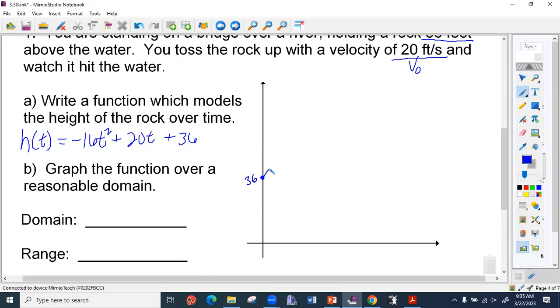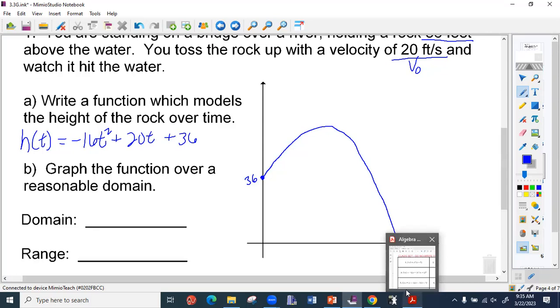So our graph is going to go up at some point and then you're going to have to hit the water at something, right? Okay, so now we're going to graph to find at what point it is the highest and when it hits the ground. So let's go graph it.